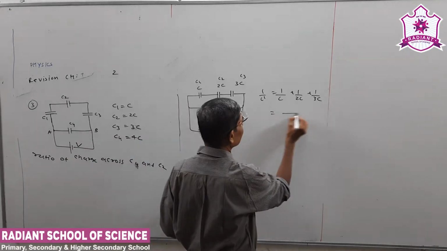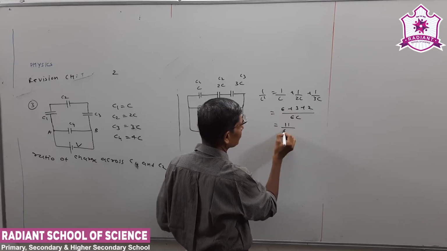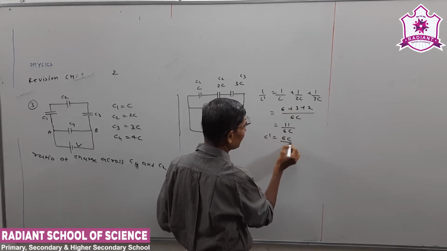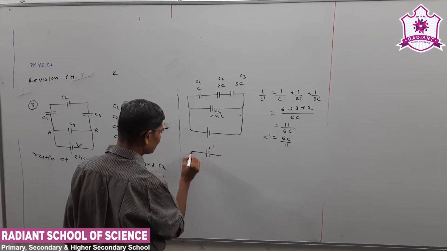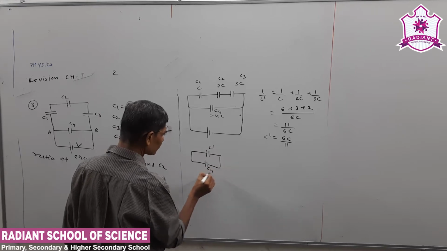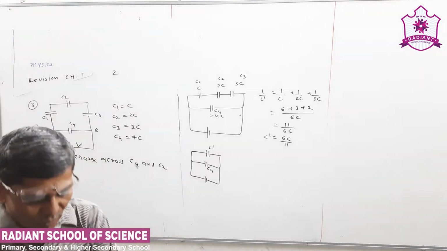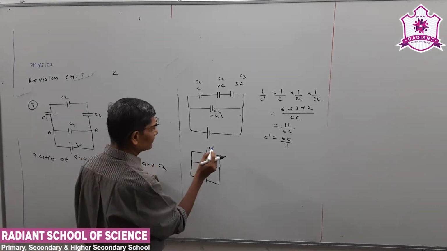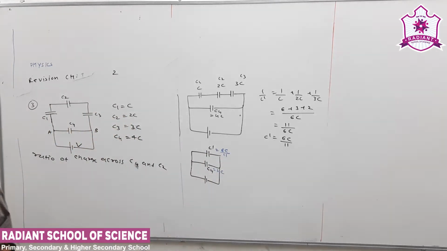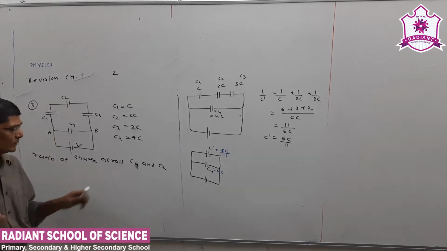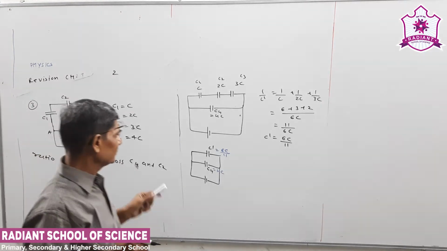The LCM is 6, so we get 6 plus 3 plus 2, which is 11 upon 6C. C dash will be 6C by 11. Now the circuit will become like this: C dash and C4. C dash we obtained is 6C by 11, and C4 is 4C. Now we have to calculate the ratio of the charge across C4 and C2.